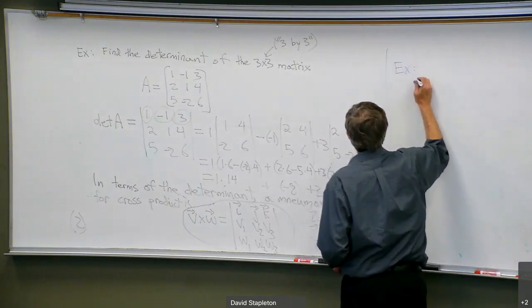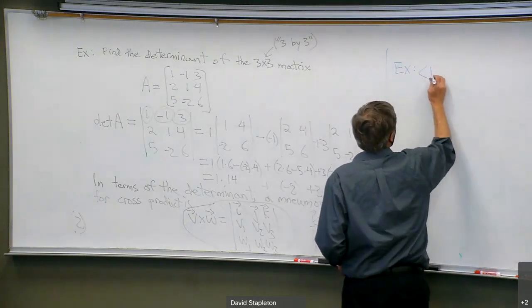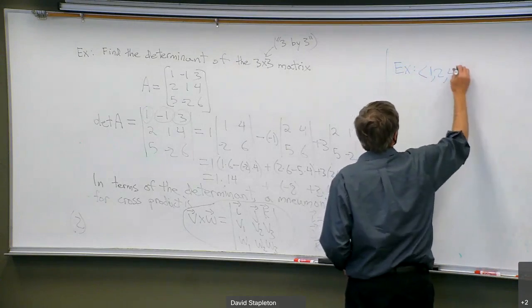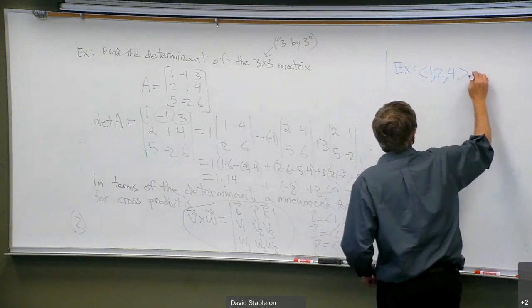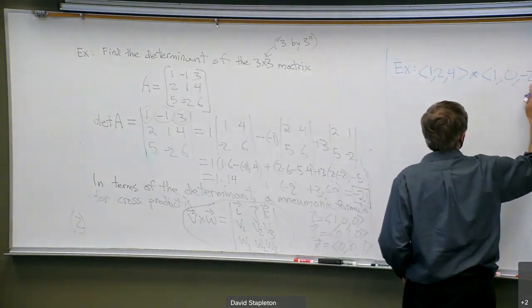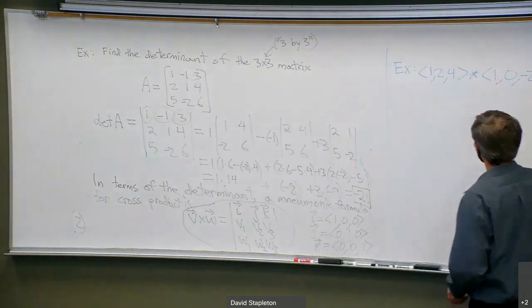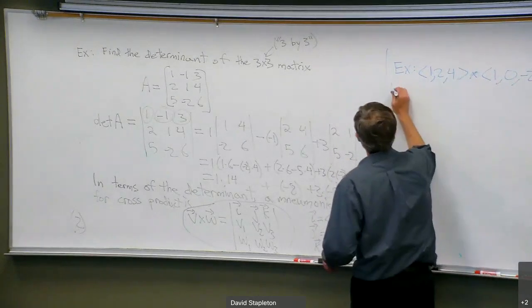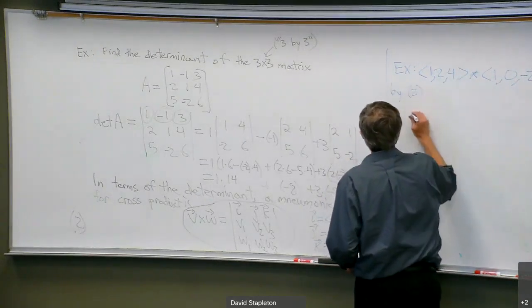Let's take the cross product of 1, 2, 4 with 1, 0, minus 2. Suppose I take the cross product of these two vectors. What is that? We have a formula 1. Let's try it by formula 2, the determinant.